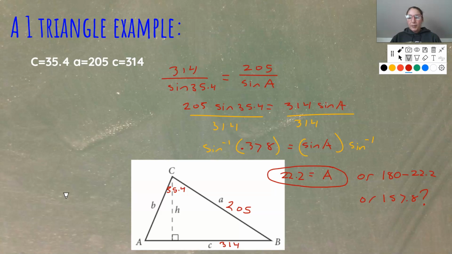But if A was 157.8, well, 157.8 plus 35.4, that's already bigger than 180. So there's no room to even have a third angle here. So this just can't be.